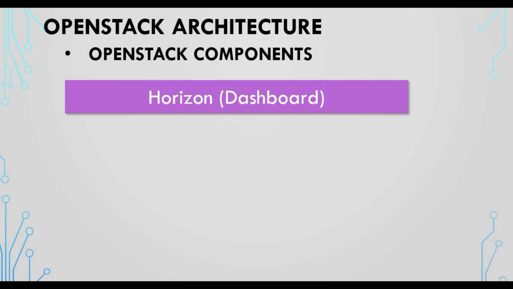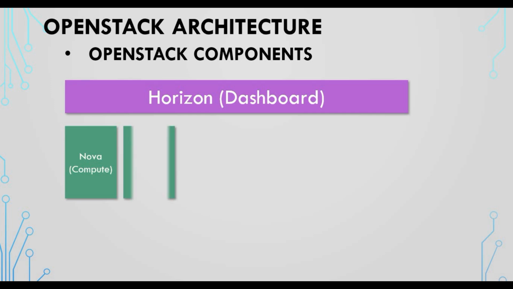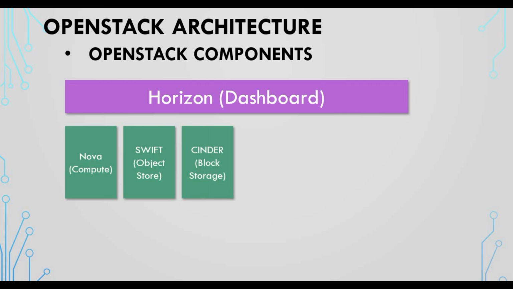Let's start with Horizon. Horizon is the dashboard or user interface for OpenStack. We will talk in a little more detail about this topic in a later section, but I just want to give you the names of these components which we just saw in the previous presentation, where you would have felt like, oh, so many components, so many lines going here and there. The next service is called Nova. Nova is the compute service for OpenStack. There is another component called Swift, which is the object store for OpenStack, and another one called Cinder, which is the block storage.